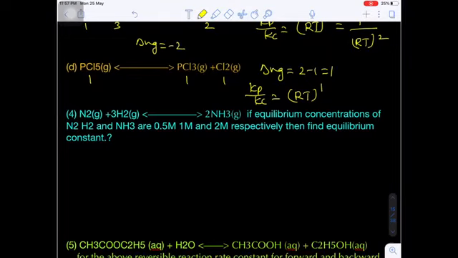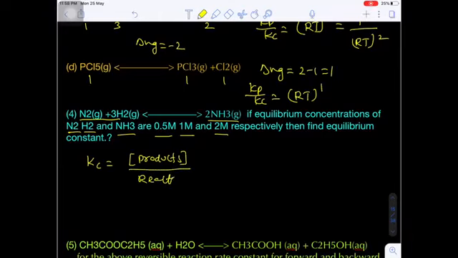N2 plus 3H2 gives 2NH3, equilibrium reaction is given to you. If the concentrations of nitrogen, hydrogen, ammonia are 0.5, 1 molar, 2 molar, then find the equilibrium constant. Now first of all, equilibrium constant is equal to, shall I write, the concentration of the products whole divided by concentration of what? Reactant. This is very important. Now how many products we have? Only one product, that is ammonia. What is the stoichiometry of ammonia? 2. That should be raised to the power, whole divided by nitrogen.